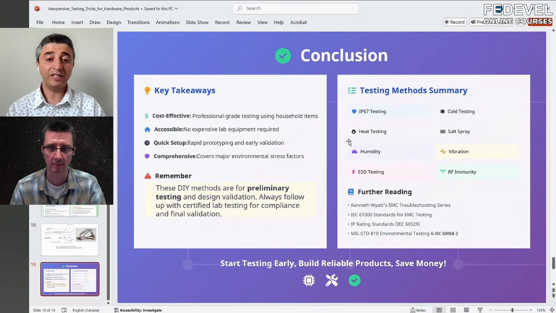And these DIY methods are preliminary testing. They are not meant to replace any test chamber by any means. It's just for you to go quickly through your product development cycle to find answers to your concerns.